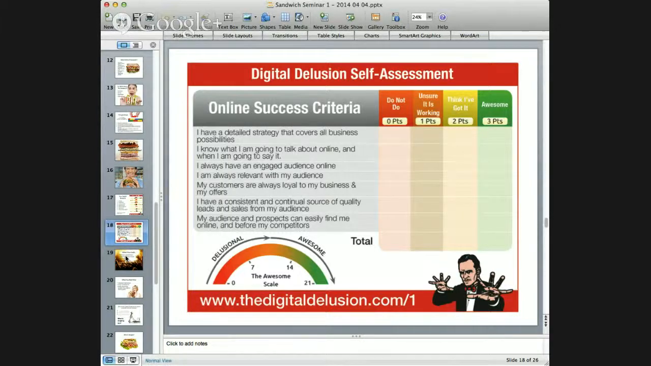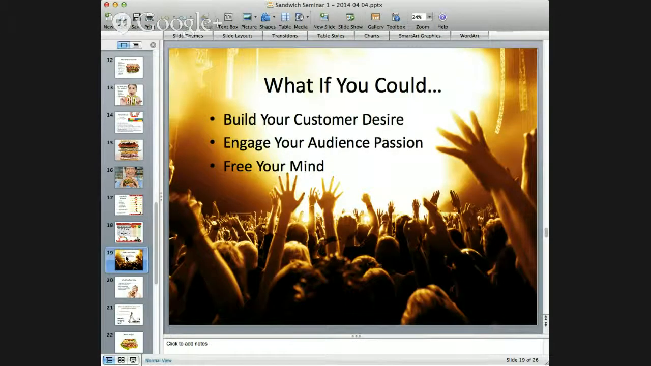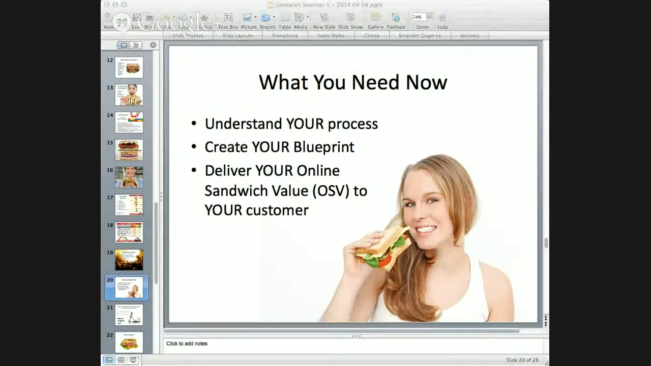So, what if you could build your customer desire? What if you could engage your audience passion? And what if you could free your mind? Where would that put you with your business? What would you be able to do differently? This is my belief: if you have this process, if you have a better understanding of what your business is doing and where it's going, you'll be much better off. You'll be much better able to manage that, right?